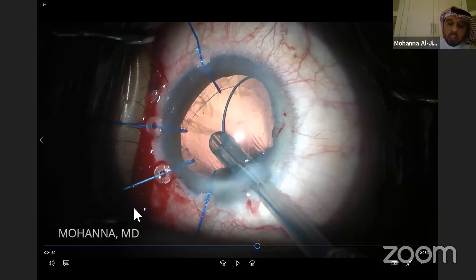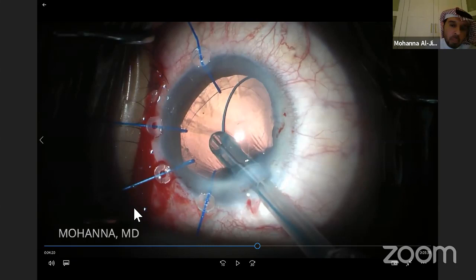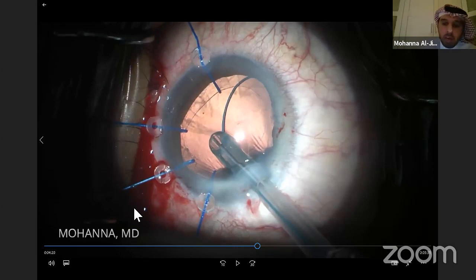Okay, and would you place a segment or the CTR first? Capsular tension ring first, and then a segment, or vice versa. But I would have done this from the beginning, not towards the end. Excellent. Okay, so anything more?